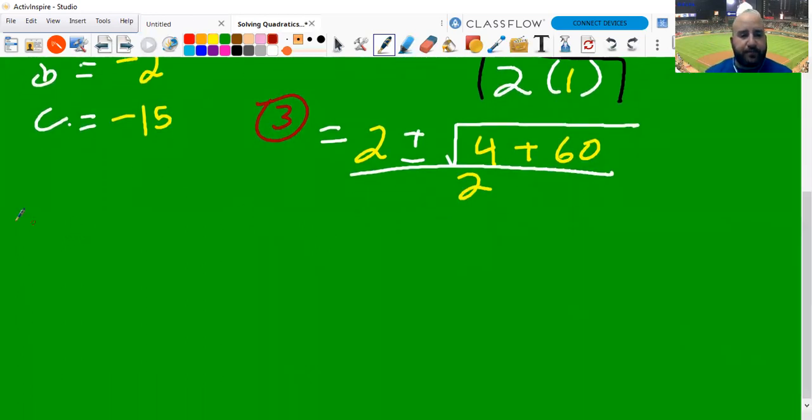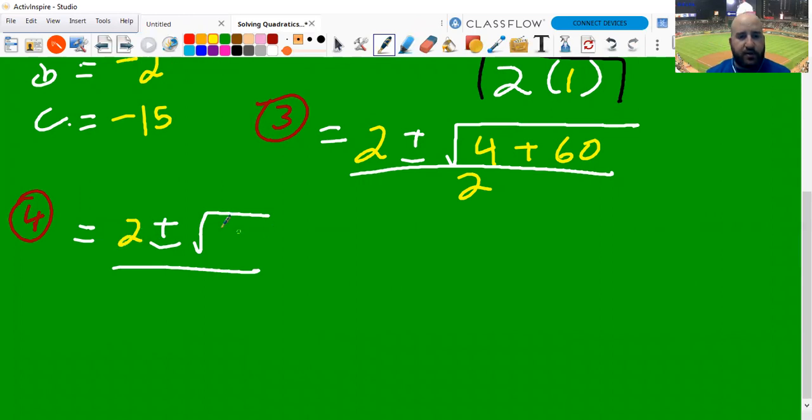All right, so step 4. We're going to simplify the math inside the radical and then simplify the radical itself. So let me draw my plus minus. Let me draw my square root. Let me draw my fraction bar. Got 2 plus or minus square root of 64 over 2.